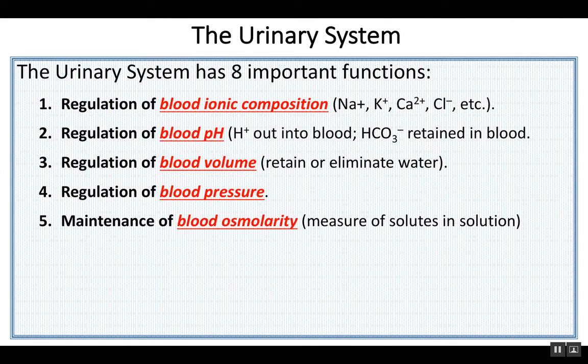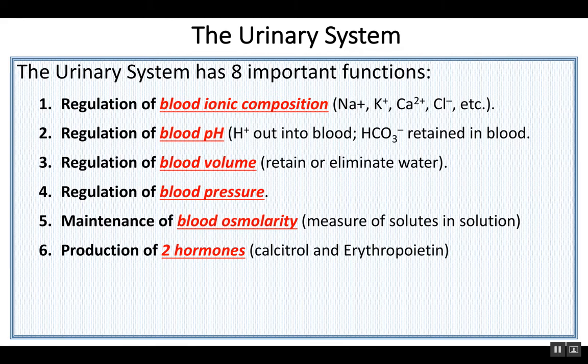Number 5, maintenance of blood osmolarity. Osmolarity is the measure of solutes in a solution. And the solution we're talking about is blood. So it maintains the blood osmolarity, which helps maintain the osmolarity of all tissues. When you are dehydrated, osmolarity goes up. The amount of solutes in a given volume goes up. If your osmolarity goes down, that means you don't have enough solutes. So one way to adjust that is maybe get rid of a little water. So osmolarity is just a measure of solutes in a solution.